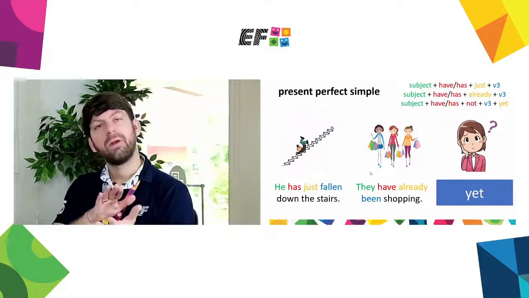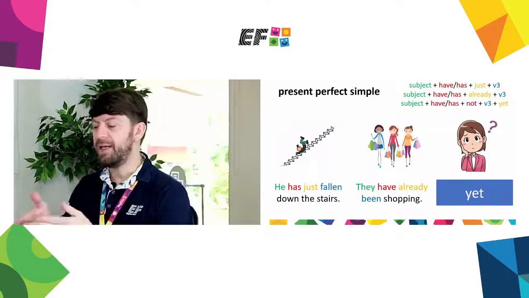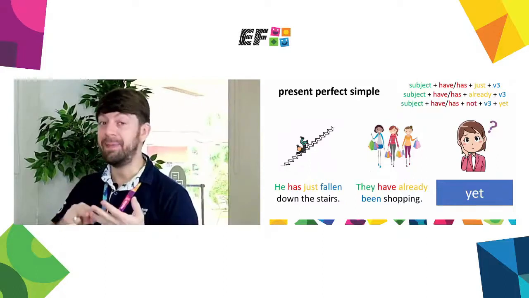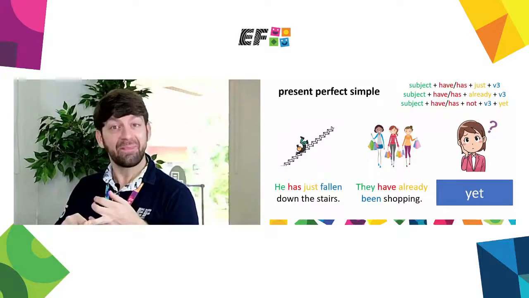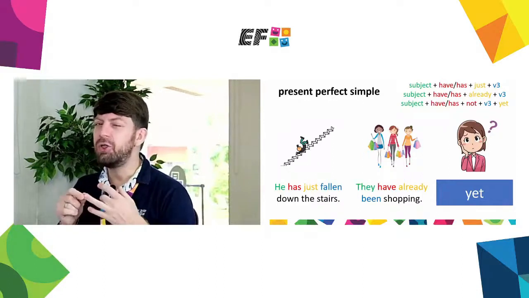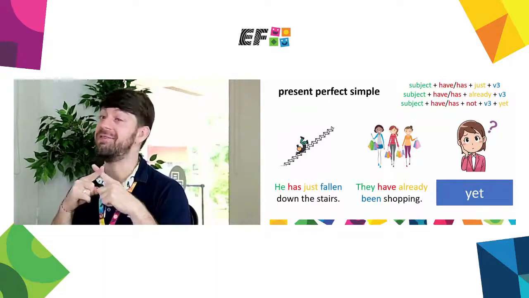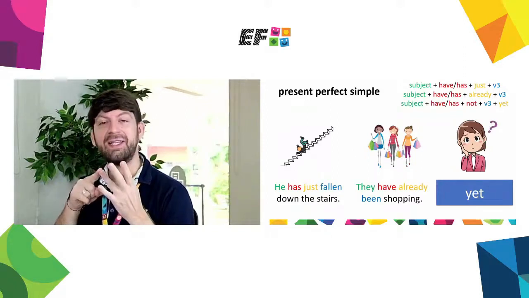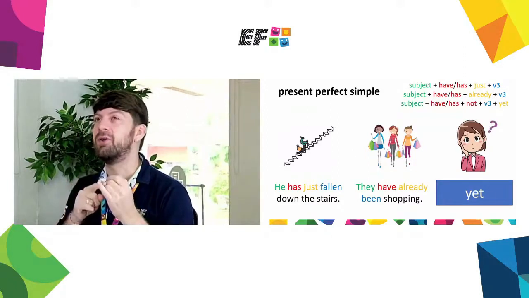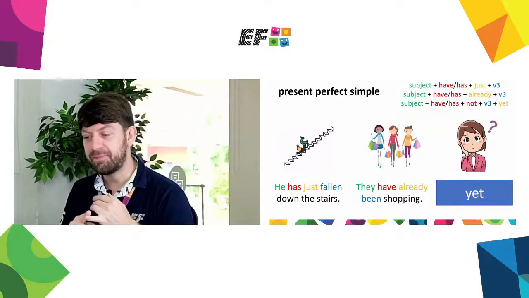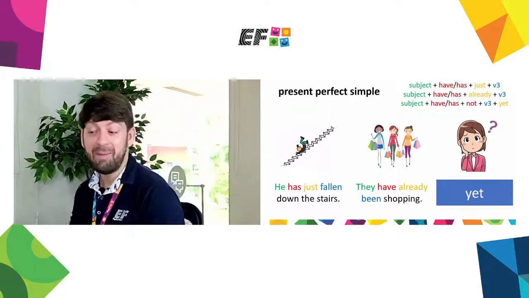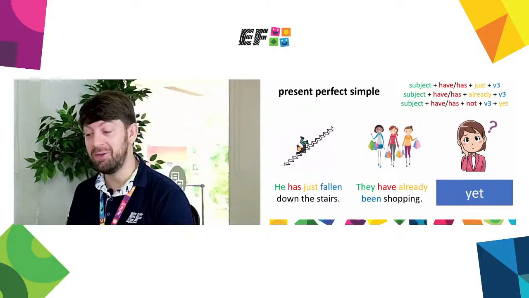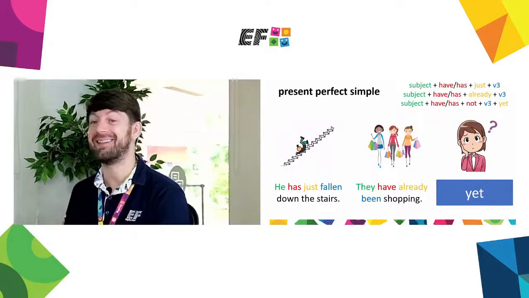Yeah, so this one we can have, they have already been shopping. They have already shopped is okay. They have already shopping, because we need our verb three, yeah? Already plus verb three. So not shopping, but shopped. They have already bought some dresses. That's great. Mum has already bought some clothes. So yeah, there are lots of different answers that are correct.